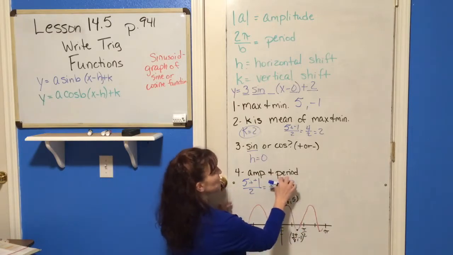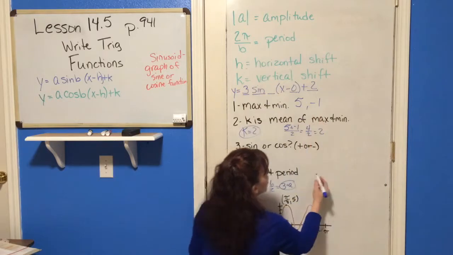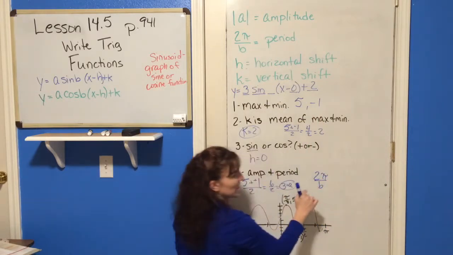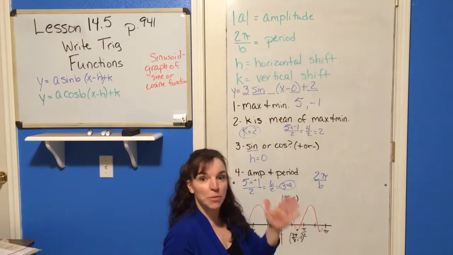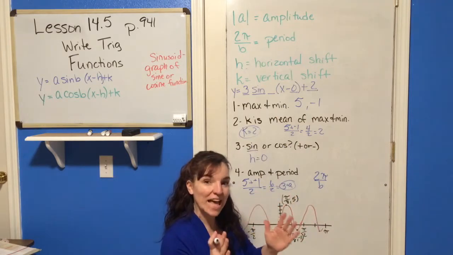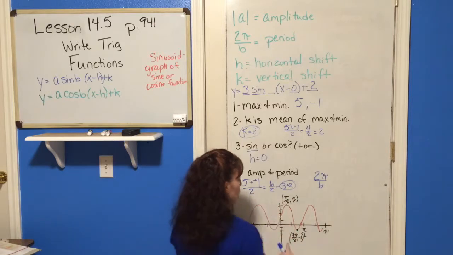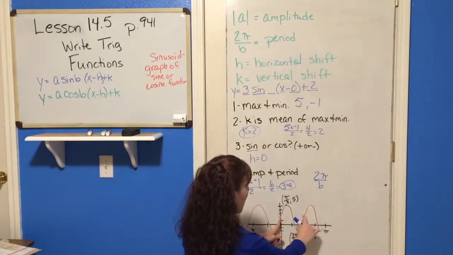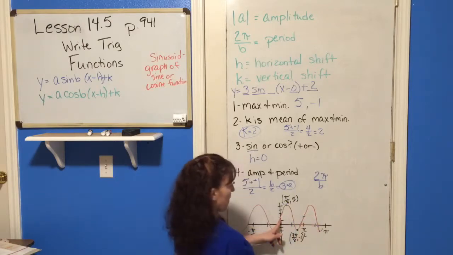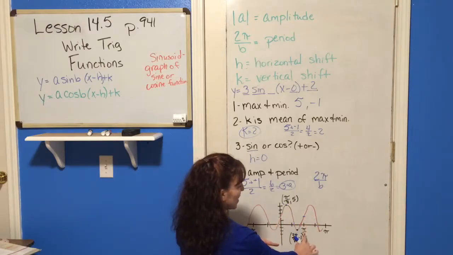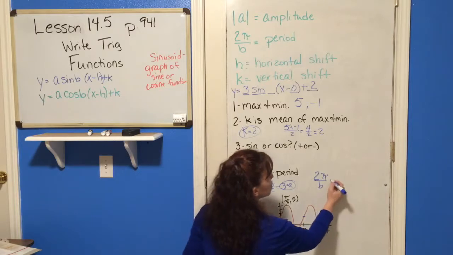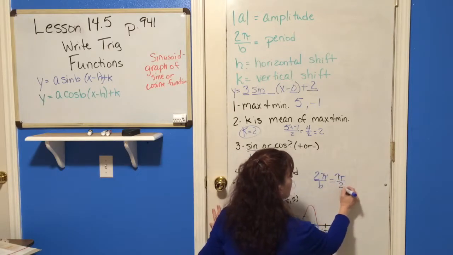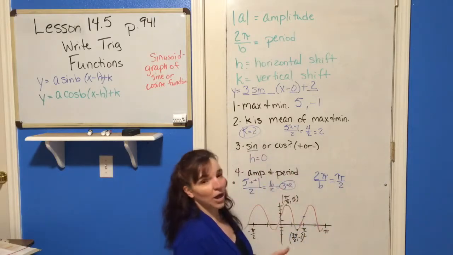And then the period is found by 2 pi over b. The period, remember, is from the beginning to the end of one cycle of that sinusoid. So if we started here, went up and down and back up to the same point, that's going to be pi over 2. So the period equals pi over 2, and the period is also 2 pi over b.